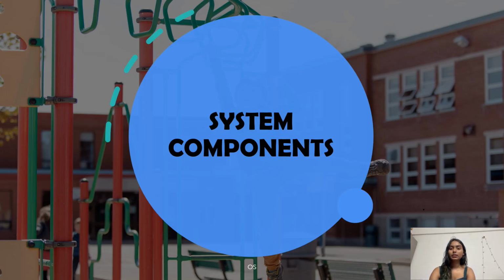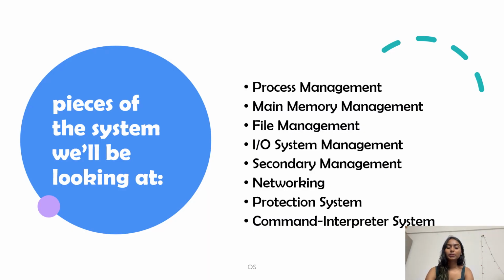So the next is system components. Here are the pieces of the system we'll be looking at: process management, main memory management, file management, input output system management, secondary storage management, networking, protection system, command interpreter system.